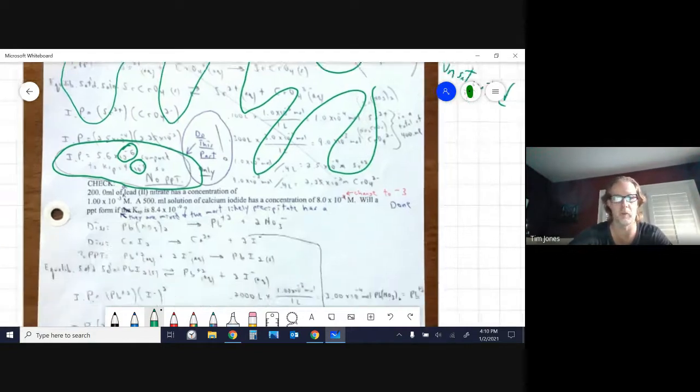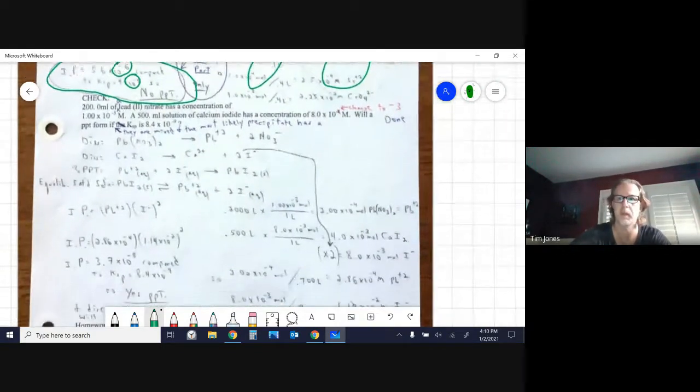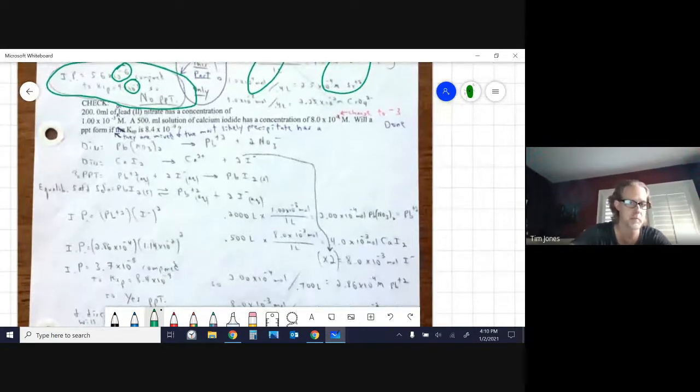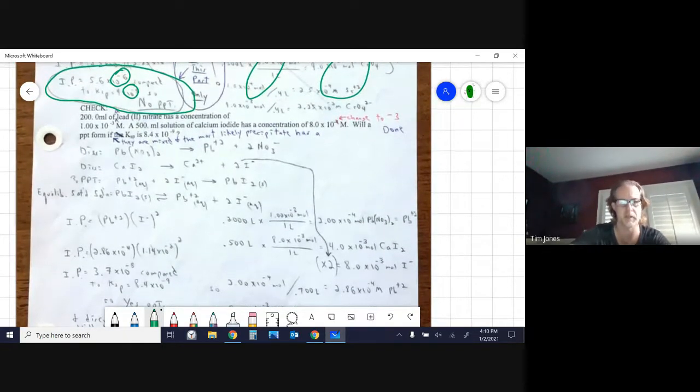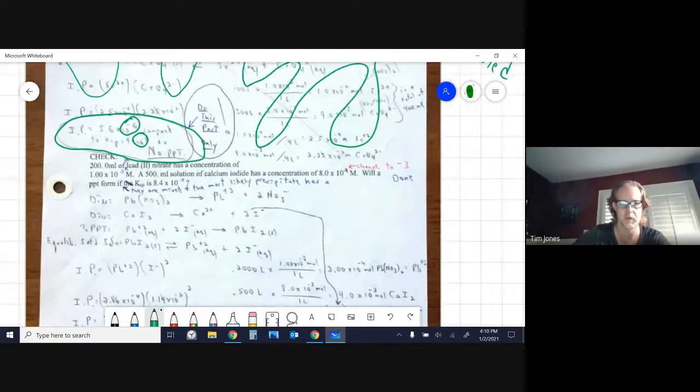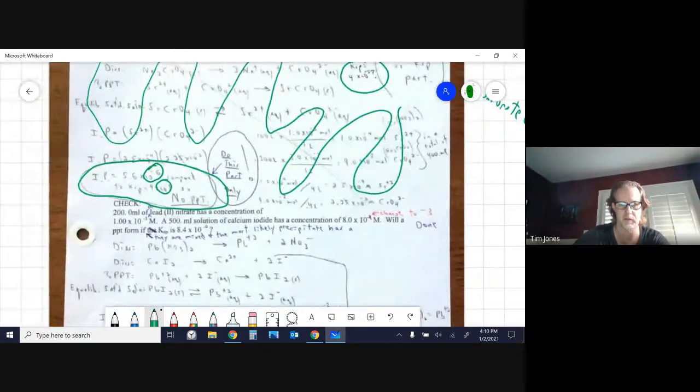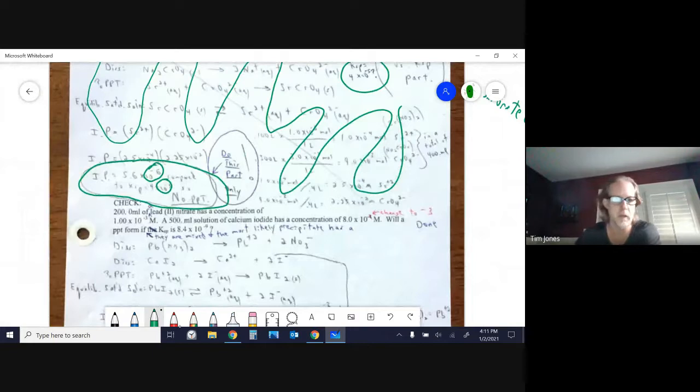Now let's go to the big one where we're going to do all this work. In this one, it's the same type of problem, but I'm not providing the ion product this time. Let me only show that stuff right there. Simplify what we're looking at here. Two solutions, a lead 2 nitrate solution and a calcium iodide solution. Will a precipitate form if they are mixed? And the most likely precipitate has a KSP of 8.4 times 10 to the negative 9.